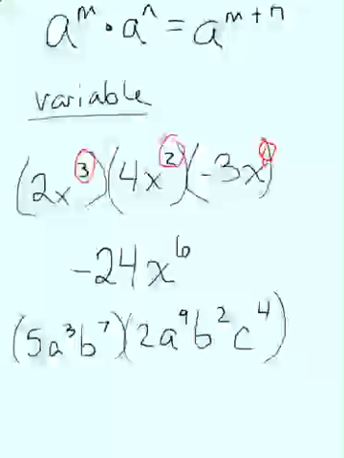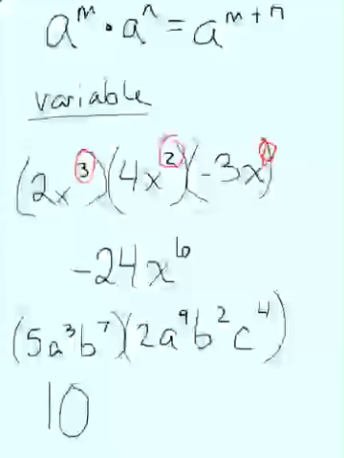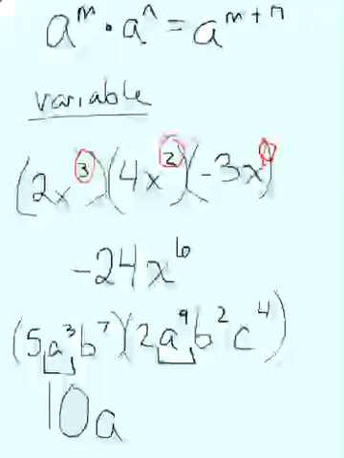What's different about this one is there's extra variables, right? It's still the same kind of problem. What's 5 times 2? 10. But we can only use that product rule, adding the exponent on like variables. So this one's a to the 3, and we have a to the 9. So what would that give us? A to the 12.